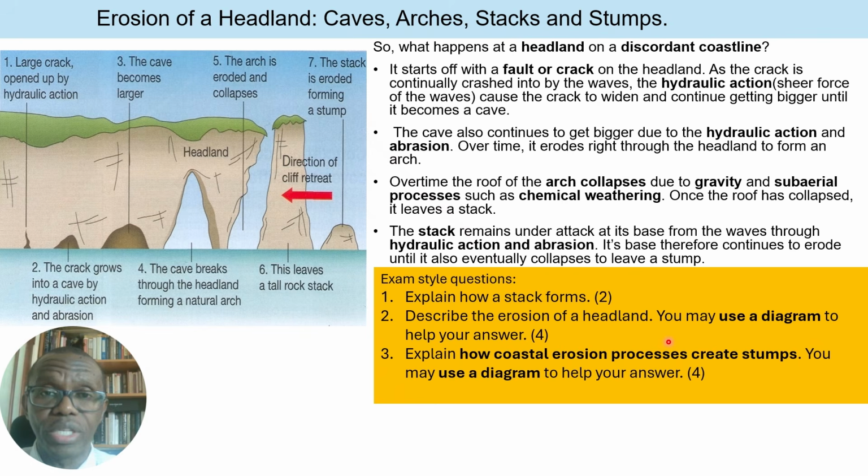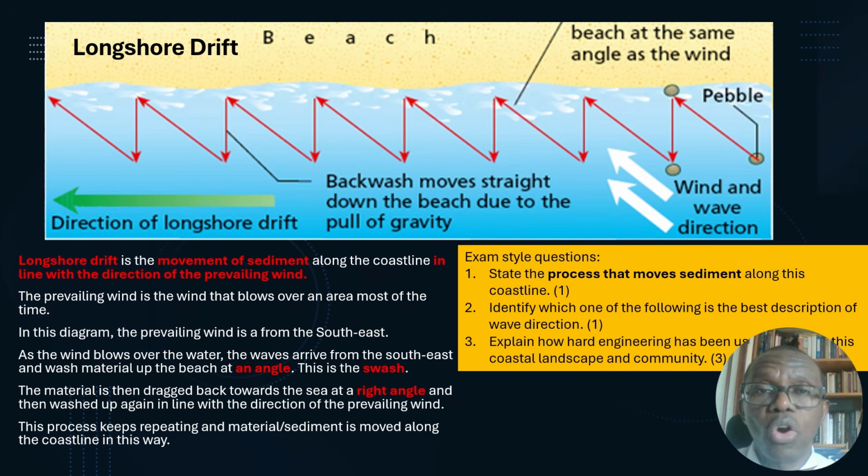headland being eroded. One of the most important coastal processes that our specification requires us to know is longshore drift. Now, longshore drift, simply put, is the movement of sediment along a particular coastline in the direction of the prevailing wind. Now, we have a diagram here that is going to help us explain that. And of course, we have a sediment that is going to be moved by longshore drift along this particular coastline.